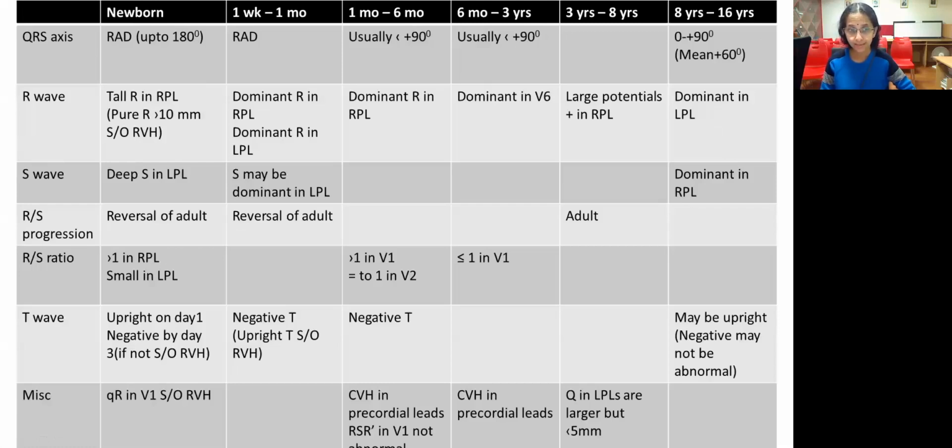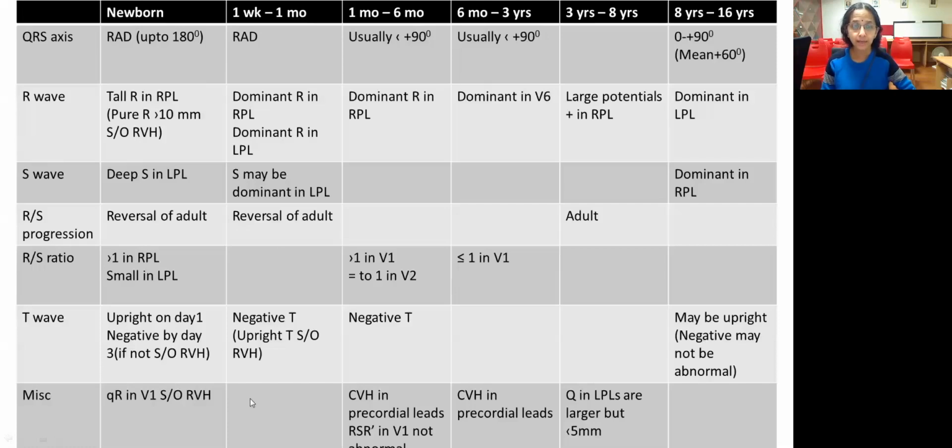So you would use the understanding that the RS progression is reversed compared to an adult, and the RS ratio is usually more than 1 in a newborn, in contrast to less than 1 in an older child. Also, the T wave understanding is very important. It can be upright from day 1 to day 3, and then it becomes negative from day 3 to 8 years of life.